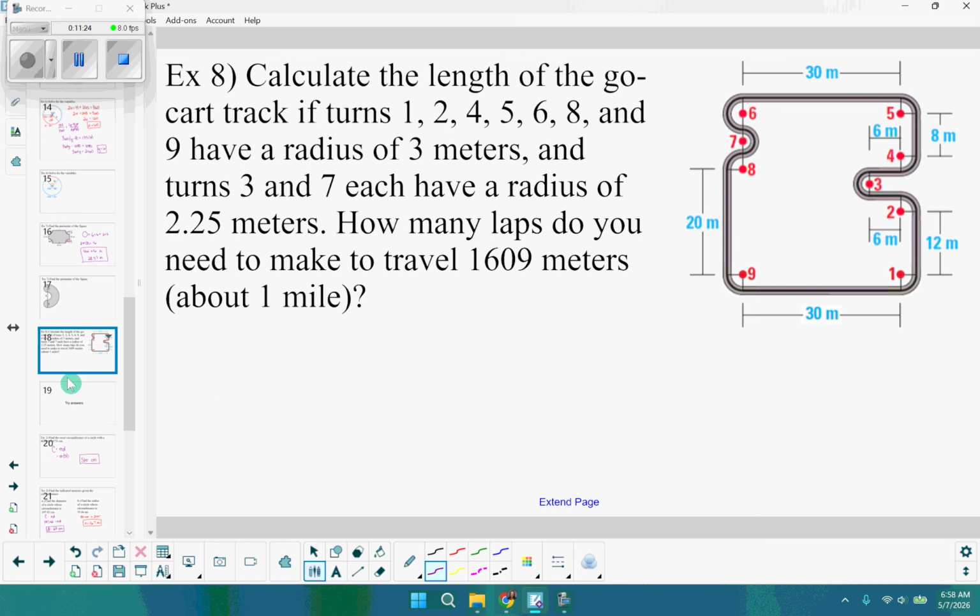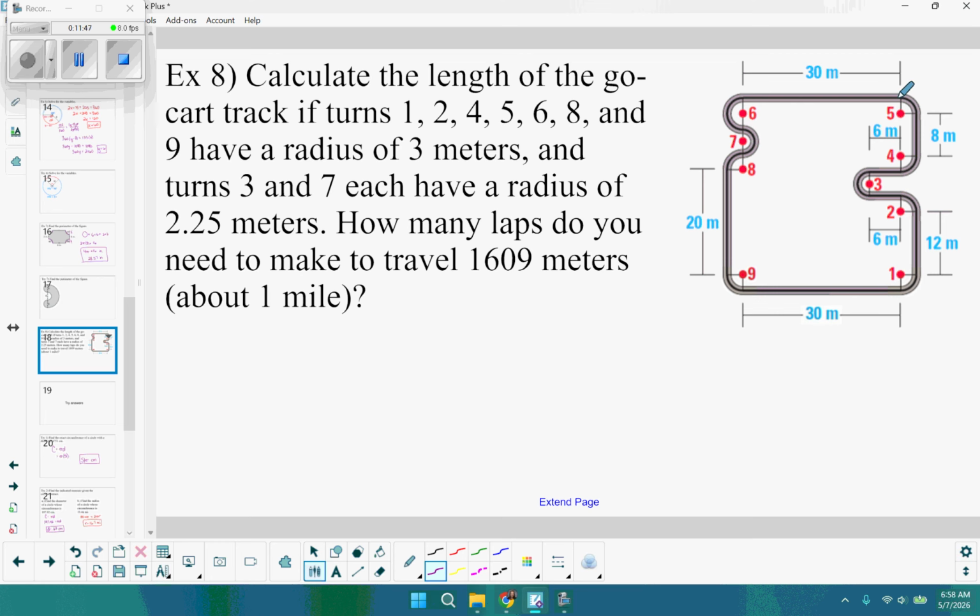And for our last problem, we want to calculate the length of the go-kart track. They're saying that turns 1, 2, 4, 5, 6, 8, and 9 each have a radius of 3 meters, and turns 3 and 7 each have a radius of 2.25 meters. How many laps do you need to make to travel 1,609 meters? That's about a mile. So we're going to find the full perimeter of this shape.